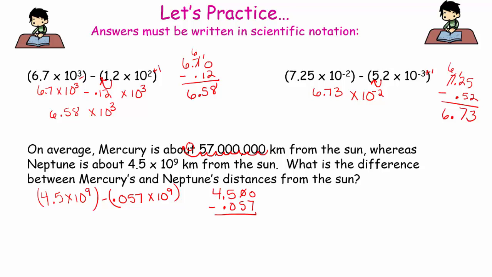So I need to borrow. We'll make that a 4. We'll make that a 9. Make that a 10. 10 minus 7 is 3. 9 minus 5 is 4. 4 minus 0 is 4. So this answer is 4.443 times 10 to the 9th.